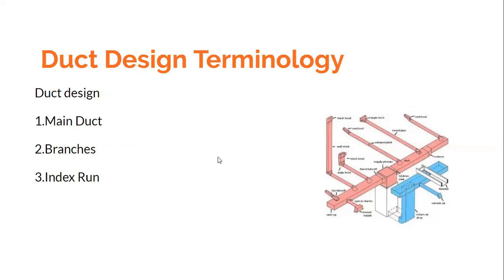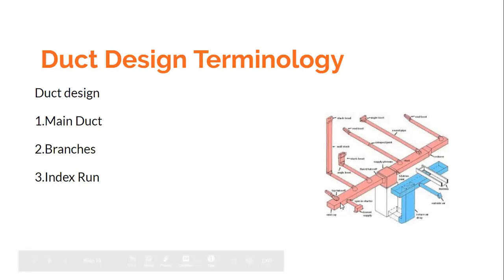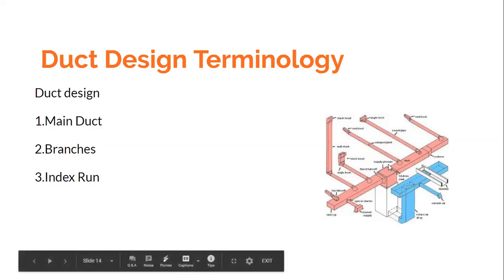One is the main duct, as the name indicates. It is the duct which is the longest and having a higher cross-sectional area, generally speaking, and it is handling the major flow rate. So it is the duct which starts from the air handling unit, if it's a supply duct, and it runs across the complete layout of the building. That is the main duct. This is the main duct, for example, and then there are branches. These are the branches, this is the main duct.